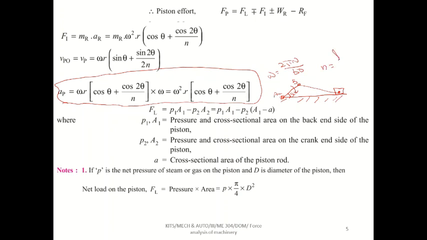Here n means L by r, where L is the length of the connecting rod. Suppose BC is the connecting rod, then length of connecting rod BC divided by AB length is called n. So now we can find out the acceleration value.